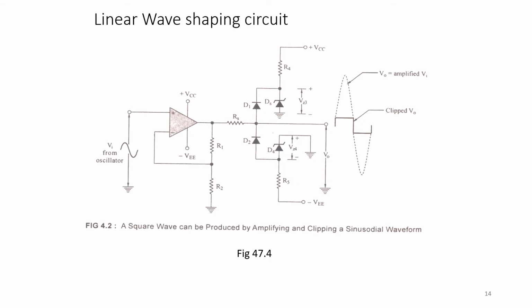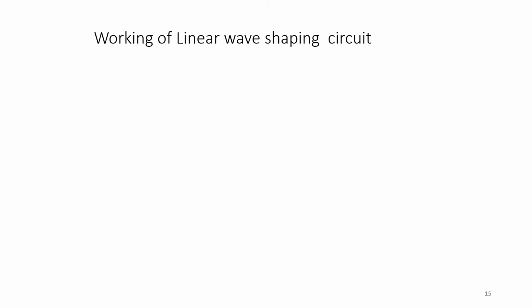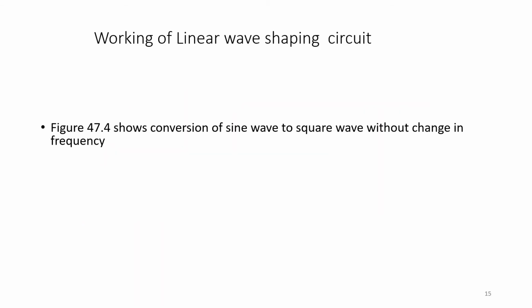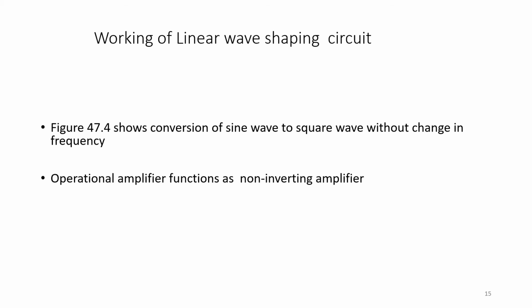Next is how to convert a sine wave to a square wave. This is a linear wave shaping circuit which converts a sine wave to a square wave. You can observe the output waveform. You have the LTP and UTP. When those points are reached by the input, the output will change its state from 0 to high or high to 0. Hence a sine wave is converted to a square wave. This is nothing but a Schmitt trigger circuit. It is a linear wave shaping circuit. It converts a sine wave to a square wave without change in frequency, which is important.